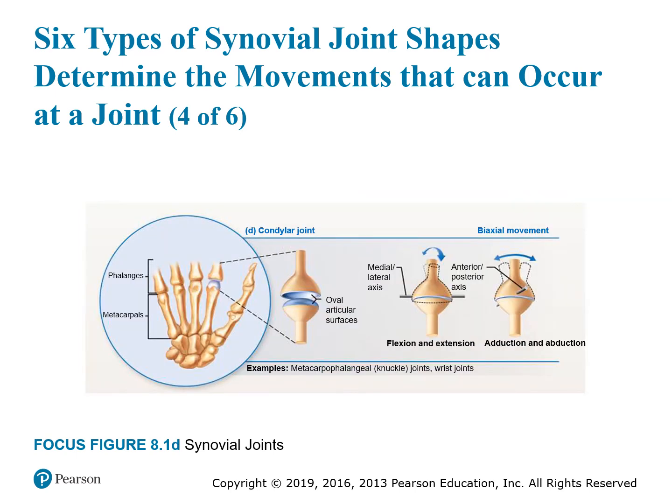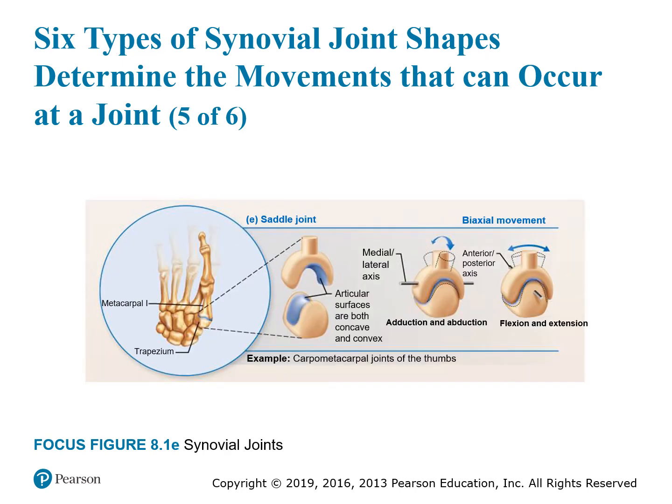A condylar joint allows for biaxial movement. These are oval articular surfaces, and they allow for flexion, extension, adduction, and abduction. We find condylar joints in the metacarpal phalangeal or knuckle joints, and also in the wrist joints.